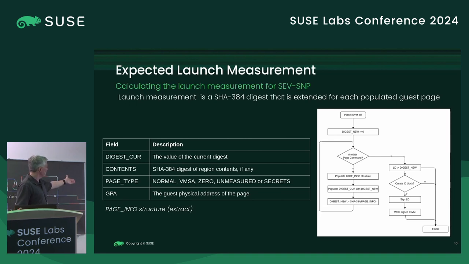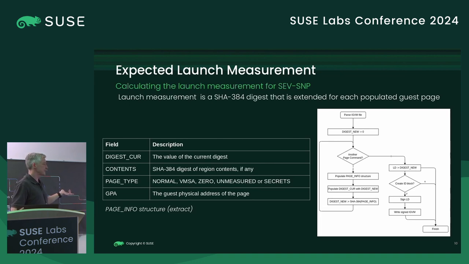So the important fields: digest current, so you put the current value of your launch digest in there, which starts off as zeros. And then you take the contents of the page that you're going to populate into the guest memory, and you take the SHA-384 digest of that, and you put those 48 bytes into the contents field. There's a page type there. So the normal page type is just, as it sounds, a normal page of bytes, a 4K page.